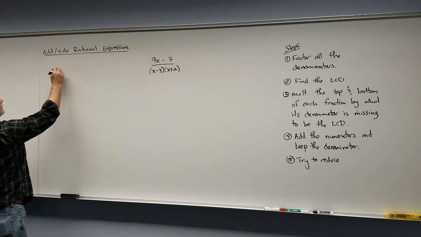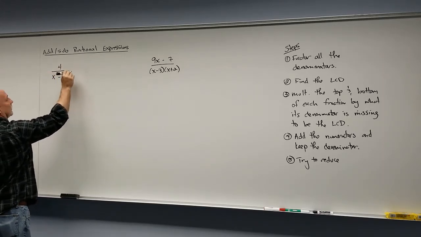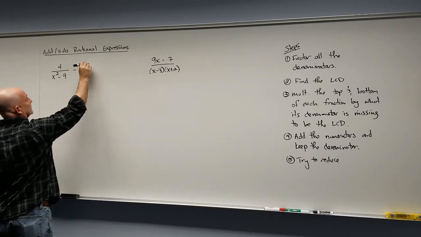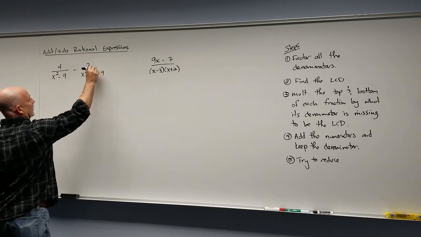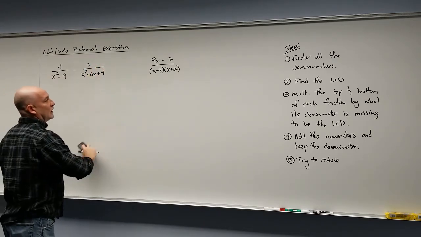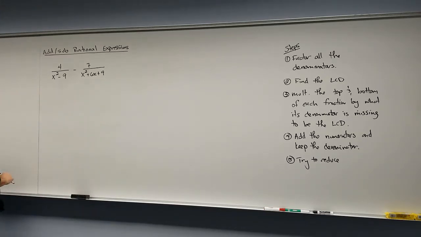So let's see. What if I gave you 4 over x squared minus 9 minus 7 over x squared plus 6x plus 9. All right, let's do this kind of in steps together here. Do the first 2 steps for me, please. Factor each one of these denominators and see if you can figure out what the least common denominator is. So hit pause and go do that.